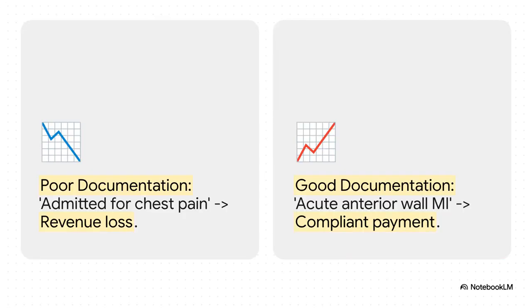Let's look at these two realities side by side to see just how much words matter. On the left, we have poor documentation, admitted for chest pain. There's no link to the underlying cause. The coder is forced to use a low-paying symptom code, causing a revenue hit and compliance risk. But on the right, look at the good documentation, acute anterior wall MI. That CDI specialist makes sure the record is fully codable, compliant, and actually captures the true intensity of the care provided. Just adding the specific location and the word acute changes the whole shebang.